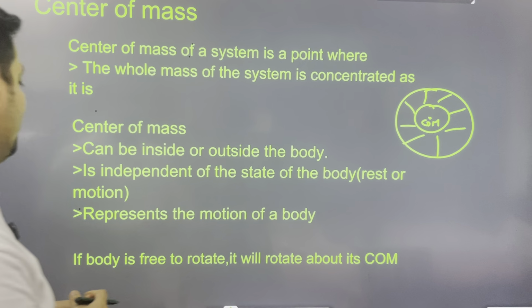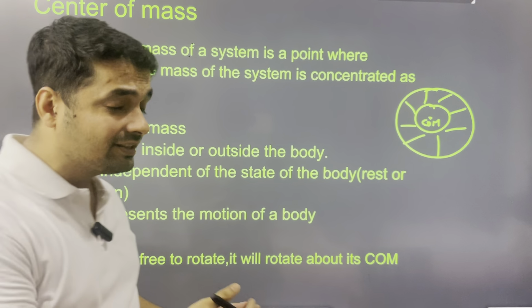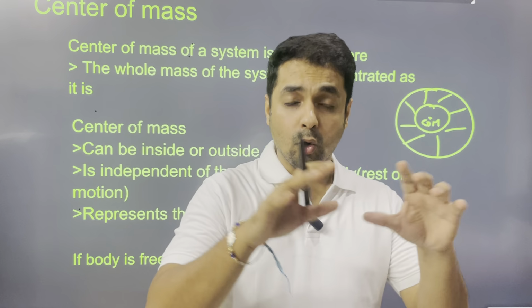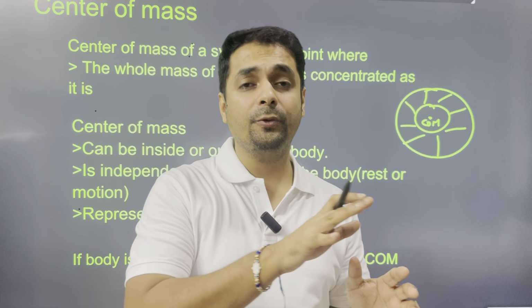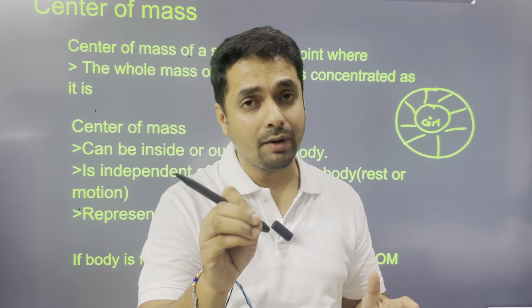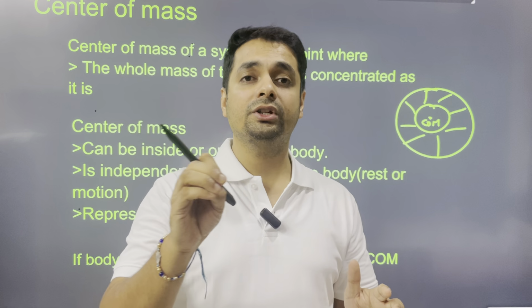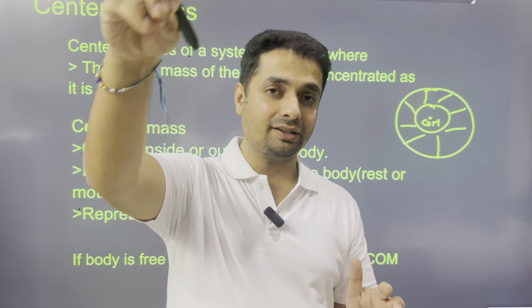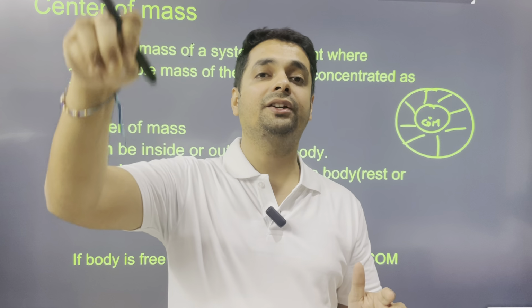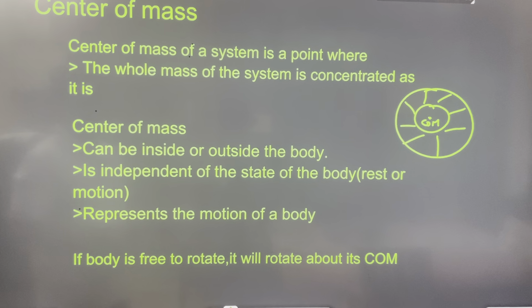Now next, it represents the motion of a body. As I discussed just now, I'm not taking different points of the body. I just concentrate the whole mass at that point, and about that point, whatever motion is happening, I consider all the forces acting at that point only. Whatever acceleration I find represents the acceleration of the whole body, not only that point. Clear?